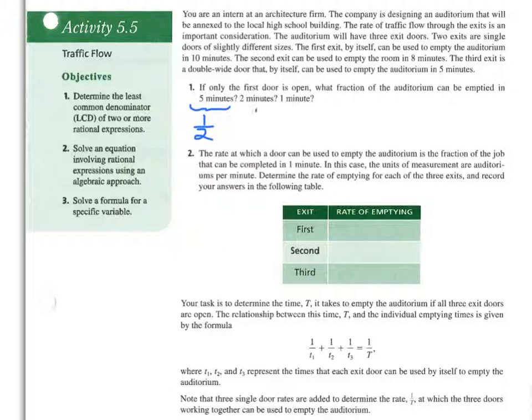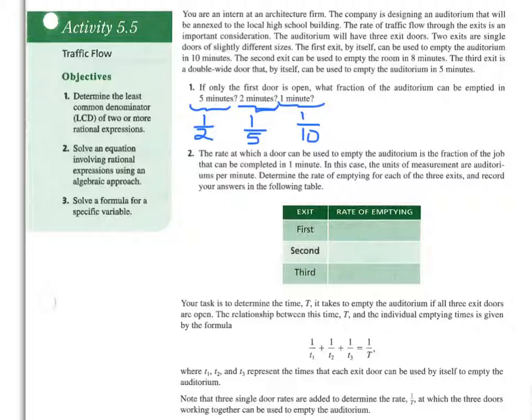In 2 minutes, if it takes 10 minutes to do the whole thing, then it can do 1/5 of the auditorium. It can clear 1/5 of it. And then in 1 minute, if I only have 1 minute out of 10, then it can do 1/10 of the job. It can clear 1/10 of the auditorium. So now these are really rates. This is really saying how much of the job it can do per minute. The rate at which the door can be used to empty the auditorium is the fraction of the job that can be completed in 1 minute. So in this case, the units are auditorium per minute.